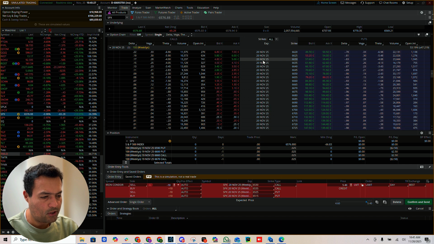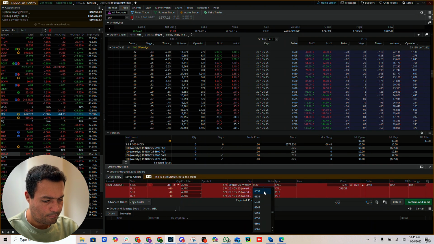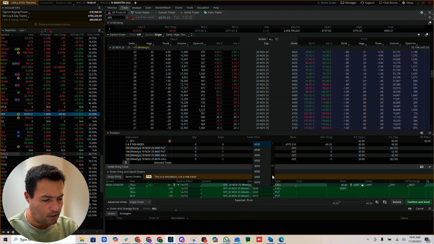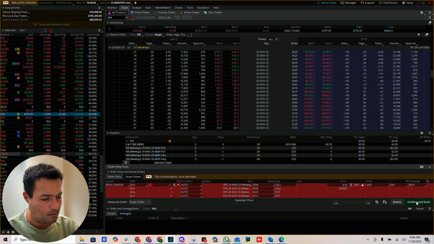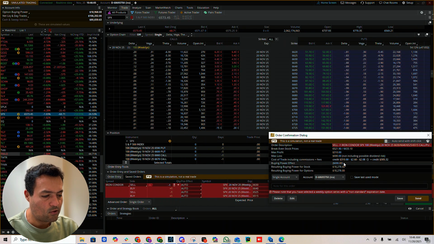Give us a little bit more room, 6630, 6640. And this is 6640. Again, a 10-point wide spread, a 10-point wide iron condor, reflecting $2.80. I'm going to try, it's doing 320. Let's try and put it in for 310, somewhere in the middle. Okay, your max loss is 690. Again, $1,000 minus 310. That's what your max loss is, 690.